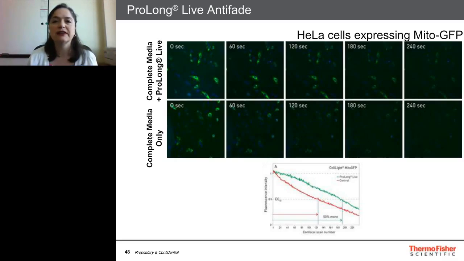And what you can see here is that the HeLa cells are expressing a mitochondria that's been labeled with GFP, and you can see that the Prolong Live in the media will help prevent that GFP from photobleaching compared to complete media shown underneath. And it basically increases the amount of time that you can image your GFP expressing cells, live cells, by about 50%.